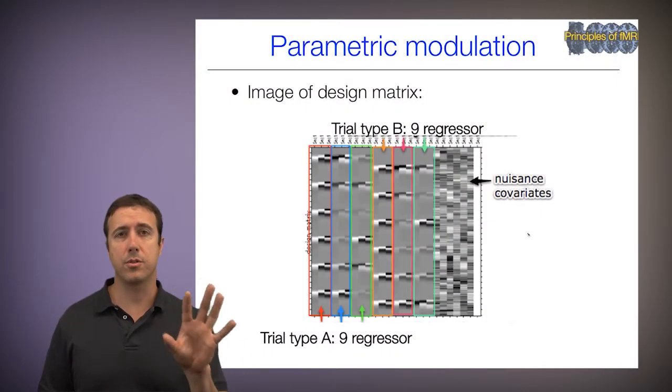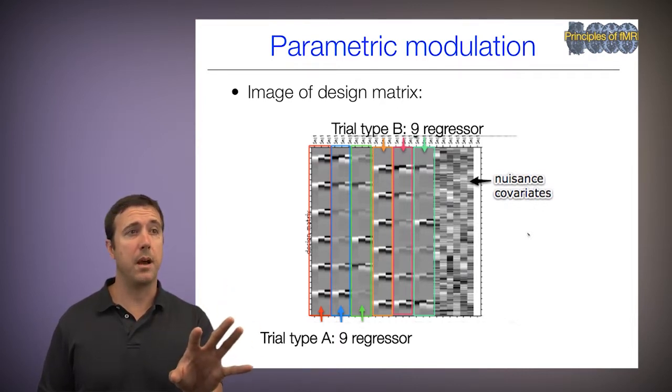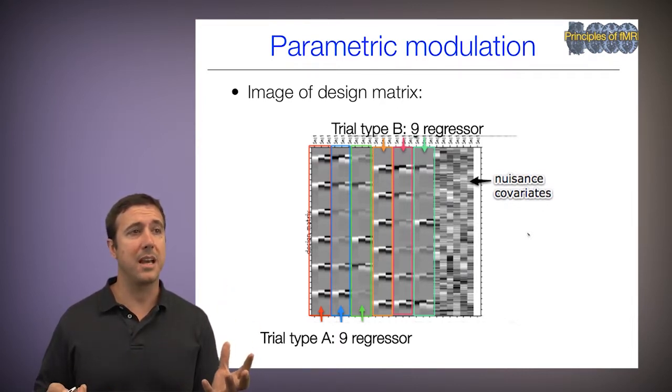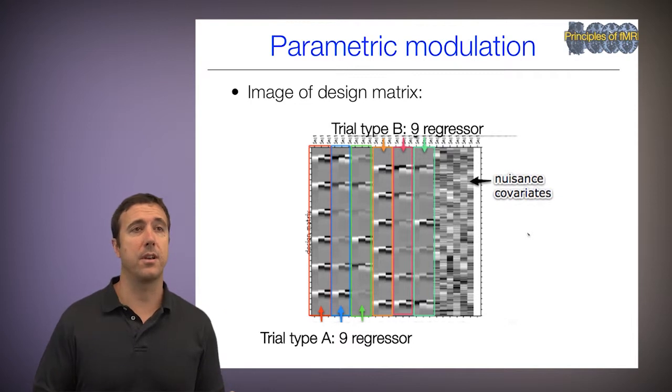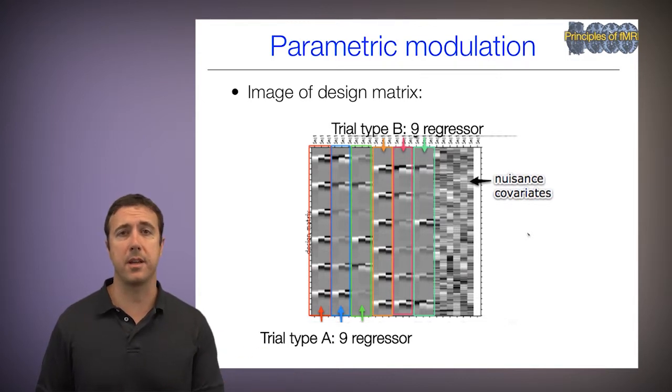And finally, let's look at an image of a design matrix with a really complicated set of regressors and modulators. Let's just unpack what this all means. It puts the pieces together. So now we've got two trial types, A and B, but now we've broken those two trial types up into 18 regressors. And we've also added some nuisance covariates, maybe related to head motion. So the first 9 regressors model trial type A, and the second 9 regressors model trial type B.